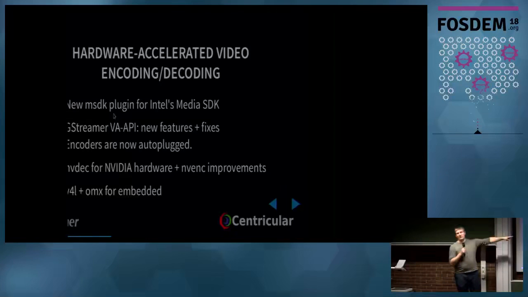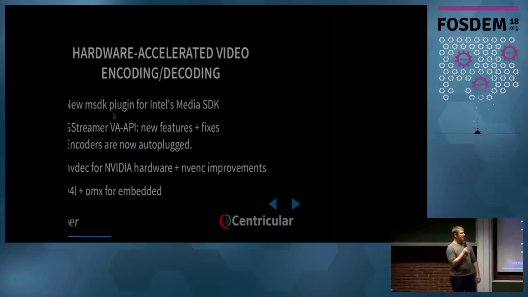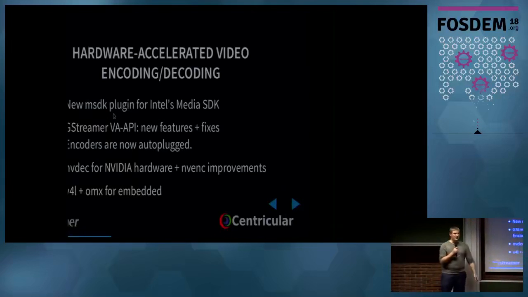There's GStreamer VAAPI, which exists already. That is based on an open source stack, but that only works on Linux. And that also has seen loads of new features and fixes, and the encoders are now auto-plugged, so they work quite nicely. We have a new NVDEC plugin, which is for the NVIDIA graphics stack, basically, and we already had an encoder for that, which has a few new features.